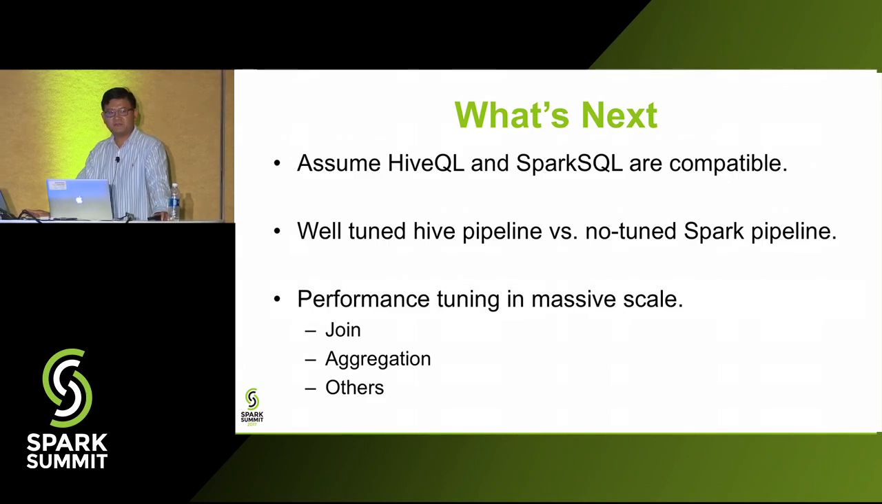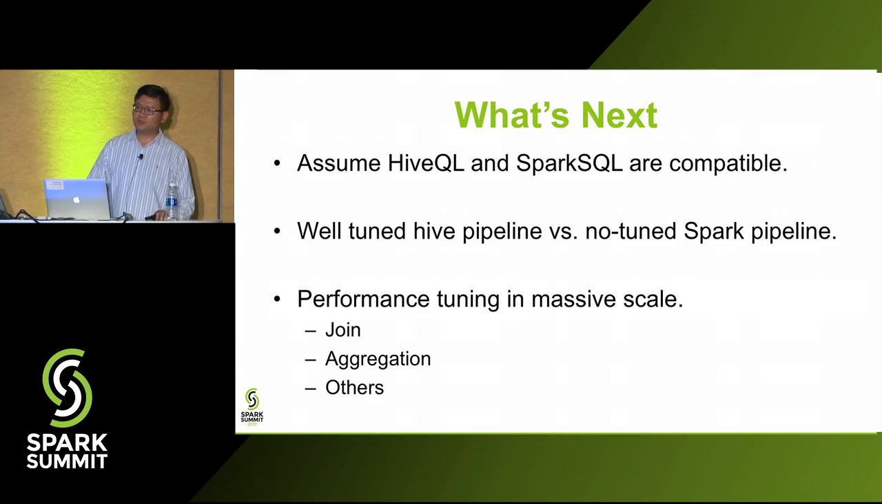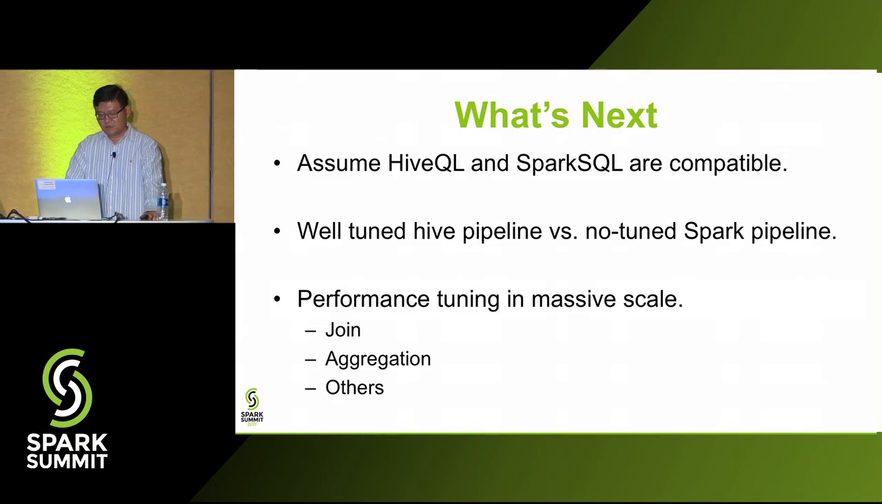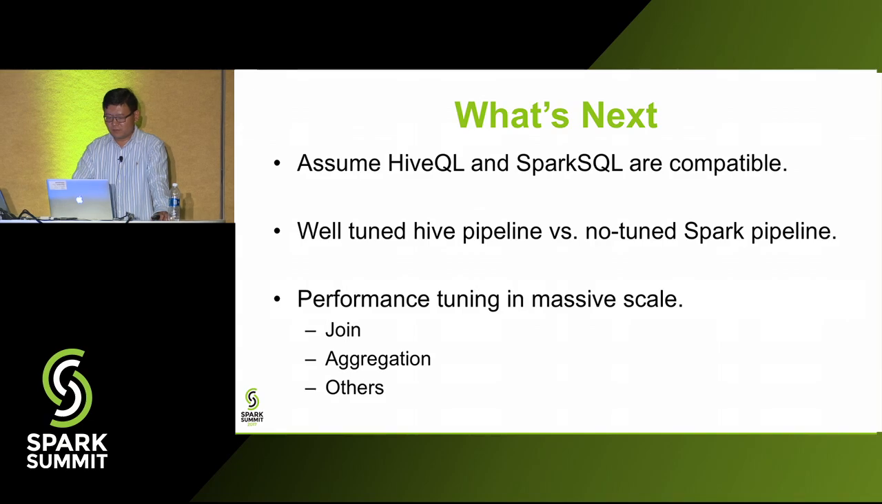What we found is that if we don't tune them at all, they do not perform as well as we expect, sometimes even worse. So the problem for this migration becomes how to do massive tuning and auto configuration for the pipelines. We will give more details on this performance tuning part. The first one is join.